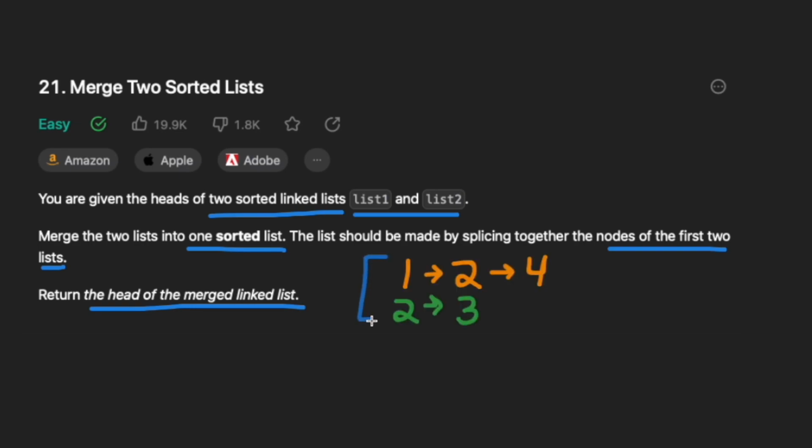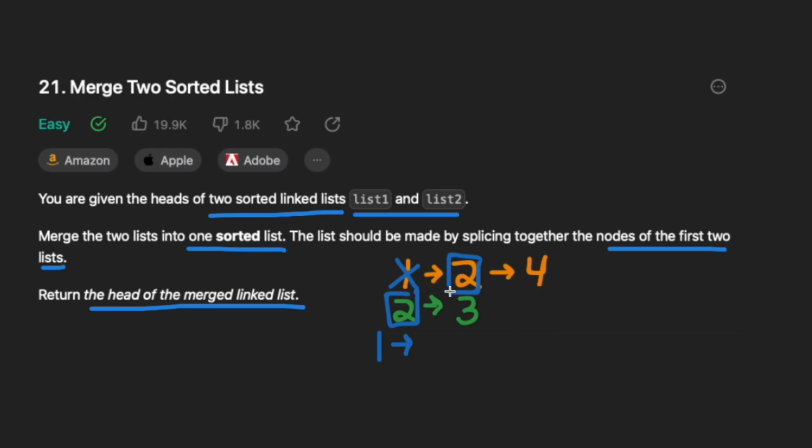Given these two lists, in order to merge them, we're going to start by looking at the head of each of these lists, and we're going to take the smaller of the two. So in this case, 1 is less than 2, and so 1 is going to be the start of our new list. Since we've dealt with 1, we can now remove that from consideration, and we now are comparing the head of the rest of list 1 with the head of list 2.